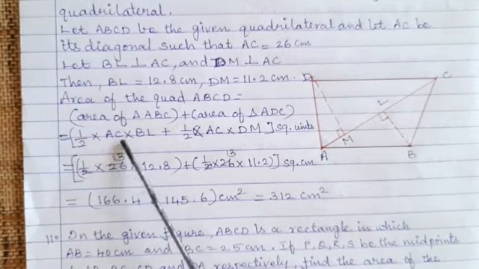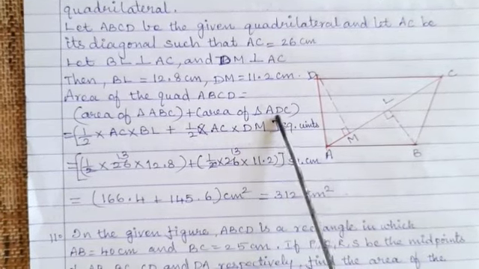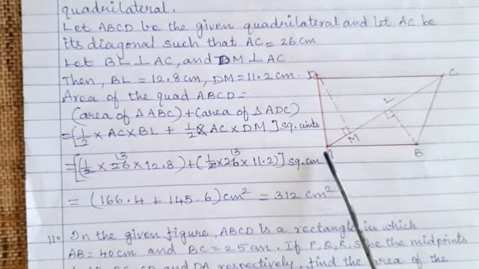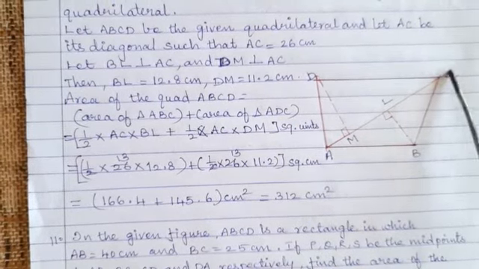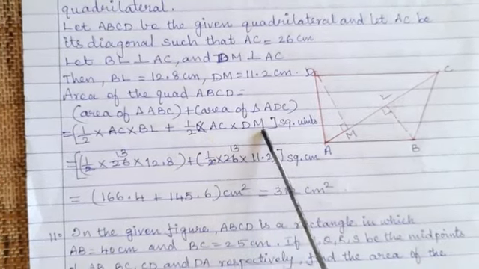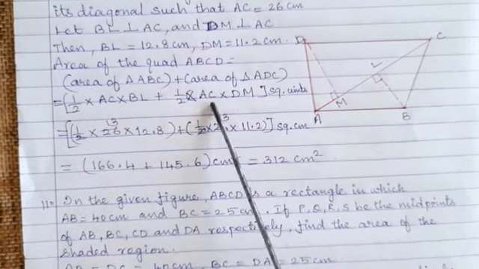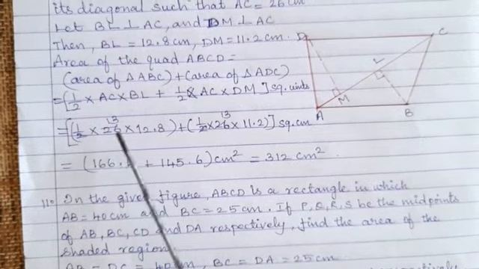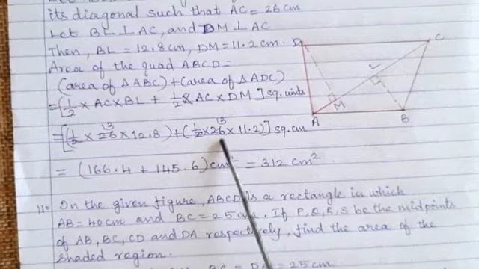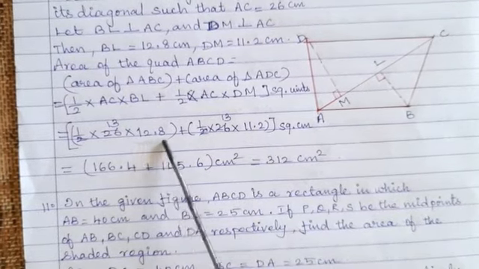So half into AC into BL height plus area of triangle ADC, half into base into height. Here in triangle ADC, AC is base and DM is height. So half into AC into DM square units. Now we will apply the values of AC, BL, AC and DM here. Half into 26 into 12.8 plus half into 26 into 11.2. DM equal to 11.2, BL equal to 12.8, we are writing.